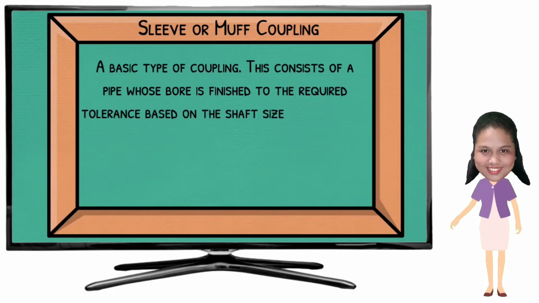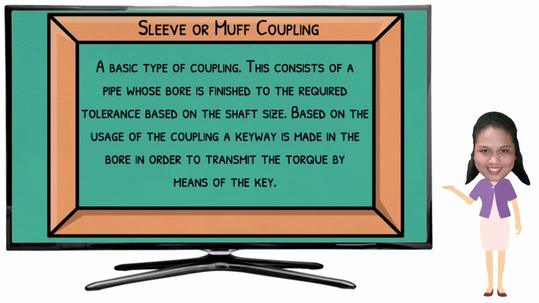It is a basic type of coupling. This consists of a pipe whose bore is finished to the required tolerance based on the shaft size. Based on the usage of the coupling, a keyway is made in the bore in order to transmit the torque by means of the key.